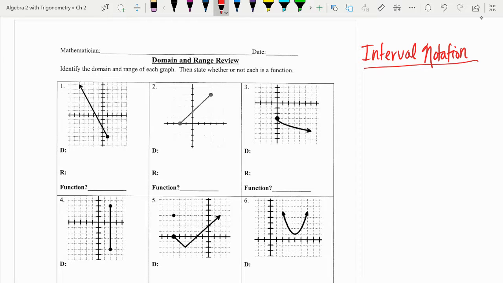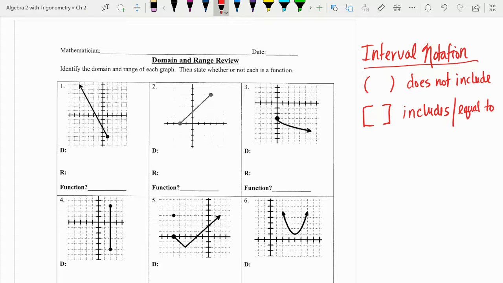Before we begin, in interval notation, if you use parentheses, that stands for does not include, or you can write does not equal. Brackets mean includes or equal to. I also want you to know that interval notation goes from least to greatest. So we're always going to write the domain and range from least to greatest, where negatives are first, and then we go higher to positives. Just the lowest number is first.